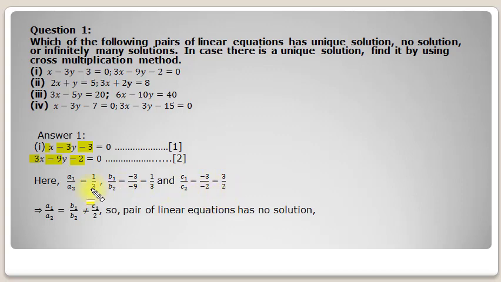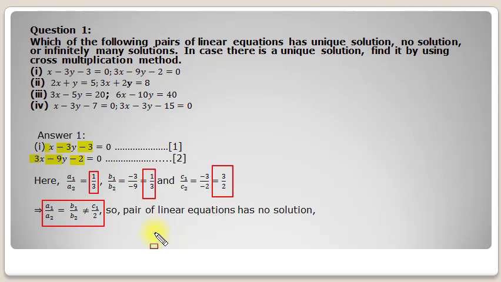So here we can see that a1 upon a2 is equal to b1 upon b2, but it is not equal to c1 upon c2. So that thing only is written here, that a1 upon a2 is equal to b1 upon b2, but it is not equal to c1 upon c2. So the pair of linear equations has no solution. Since it does not have a unique solution, it has only no solution. So no need of finding the solution by cross multiplication method, as it is said in the question.